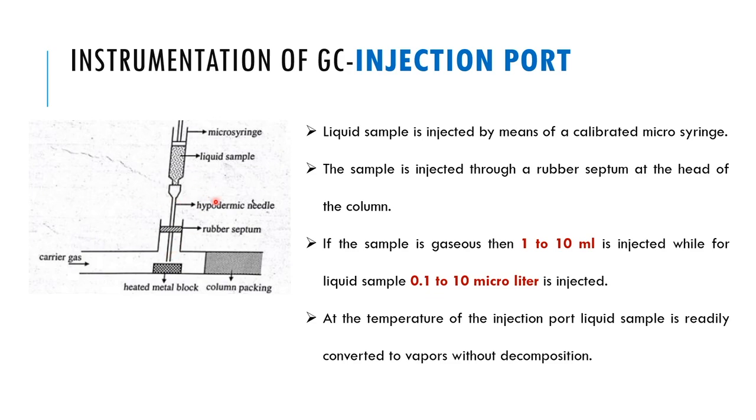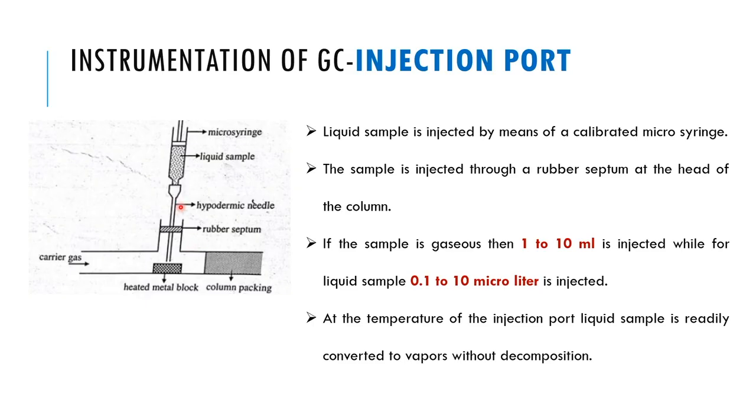But when we continuously use this, the rubber septum is a consumable and we have to change it frequently to prevent leakage. If it is leaking, we will not get any peaks in the GC. So we should take enough care to change this septum frequently. As we see, the liquid sample is injected by means of a calibrated microsyringe through the rubber septum at the head of the column. What volume of sample can you inject?